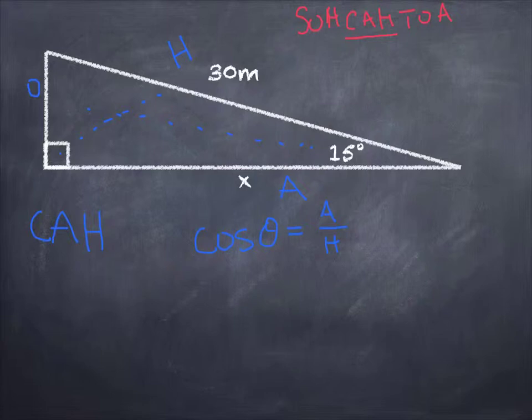Right, next step was substituting the values that we have. So we have the hypotenuse, we have the angle, and we have a variable for our adjacent. So we can sub them into our rule. We rewrite it out again, saying that the cosine of 15 degrees equals our adjacent side, which is x, divided by our hypotenuse, which is 30.